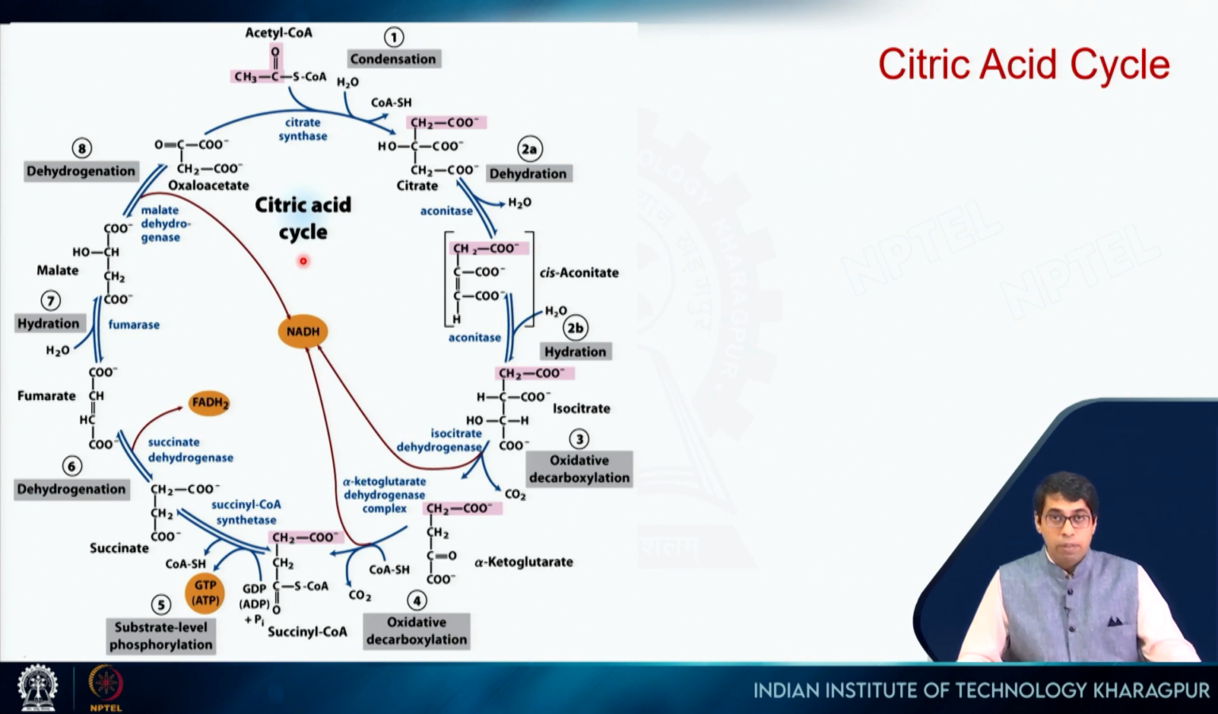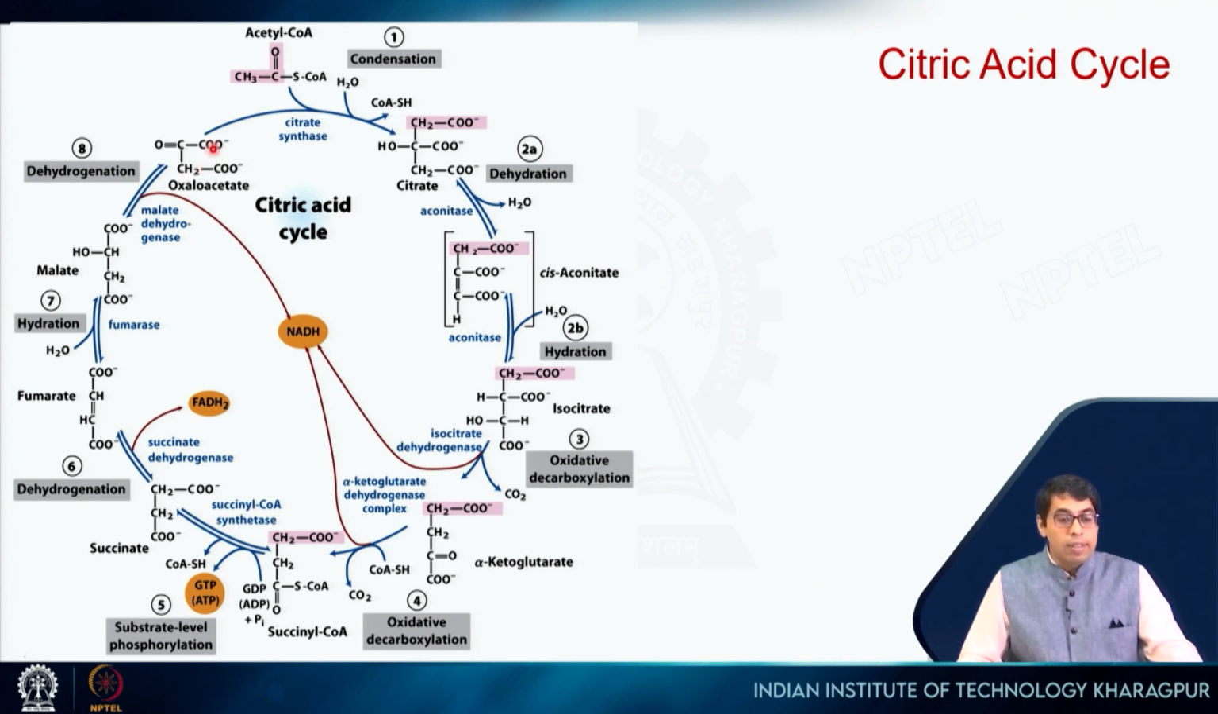Now, another important feature of this cycle is that many of these products that are formed are taken up by different metabolic pathways. So, I will show you one slide where all those pathways are highlighted. So, let us look at the citric acid cycle. The first step, acetyl coenzyme A, it reacts with the product of the last step, which is oxaloacetate. So, we have acetyl coenzyme A here, we have oxaloacetate here.